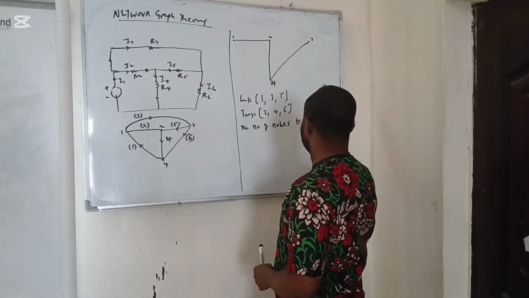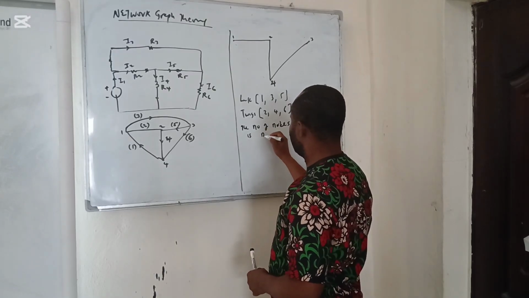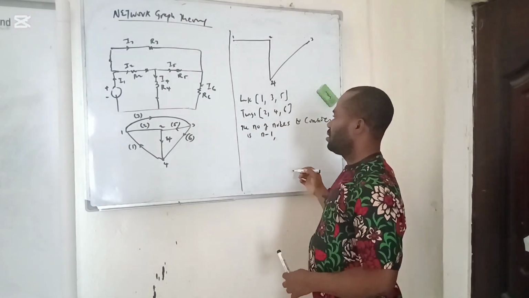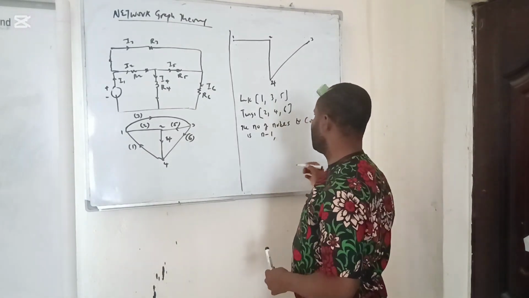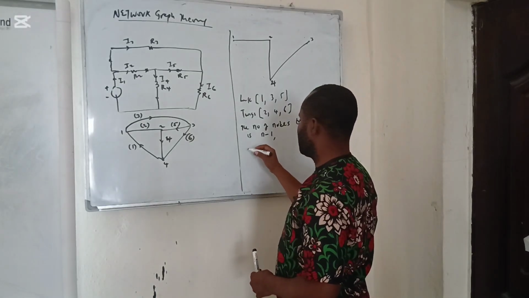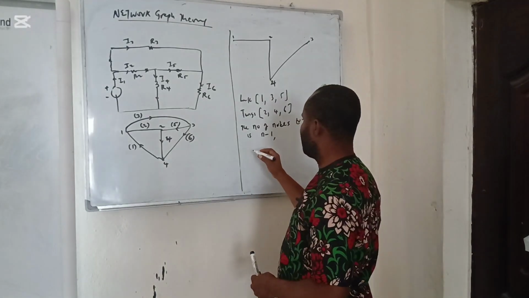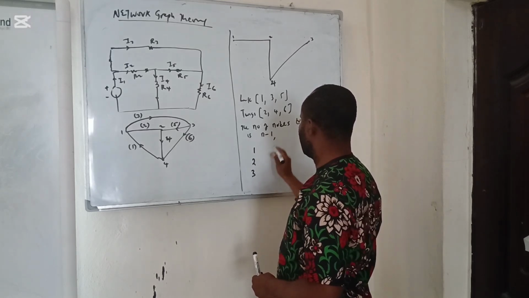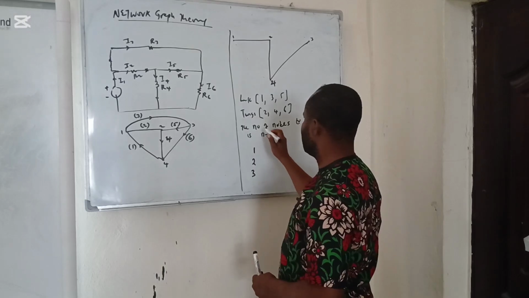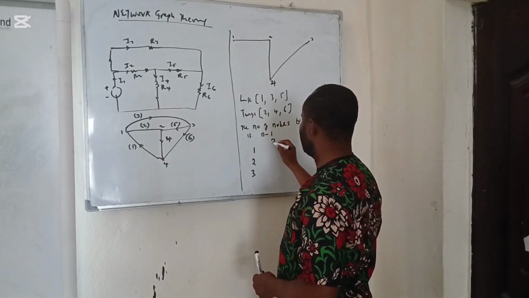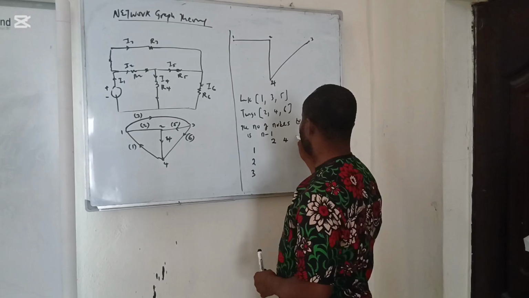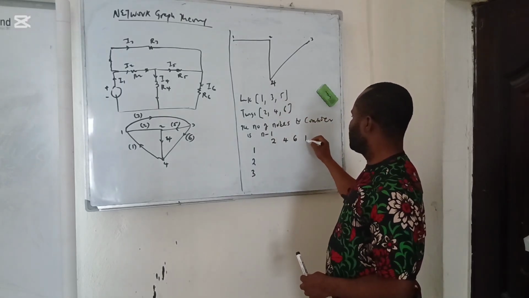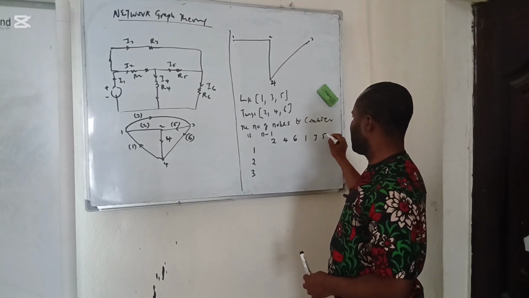Now, having done that, the number of nodes to consider is n minus 1, where n is the number of nodes present in the given graph. So in this case, we can represent this in a matrix form that has 1, 2, and 3. And we also take the twigs 2, 4, 6, and the links come after: 1, 3, and 5.